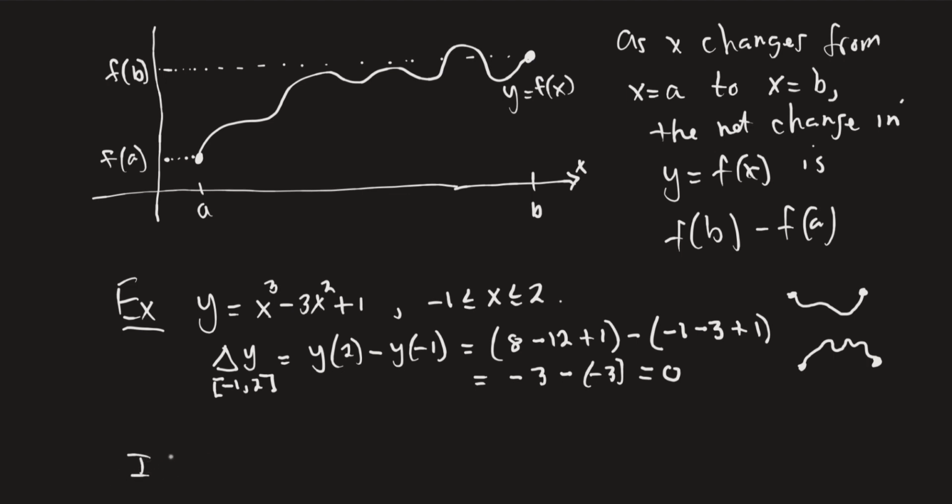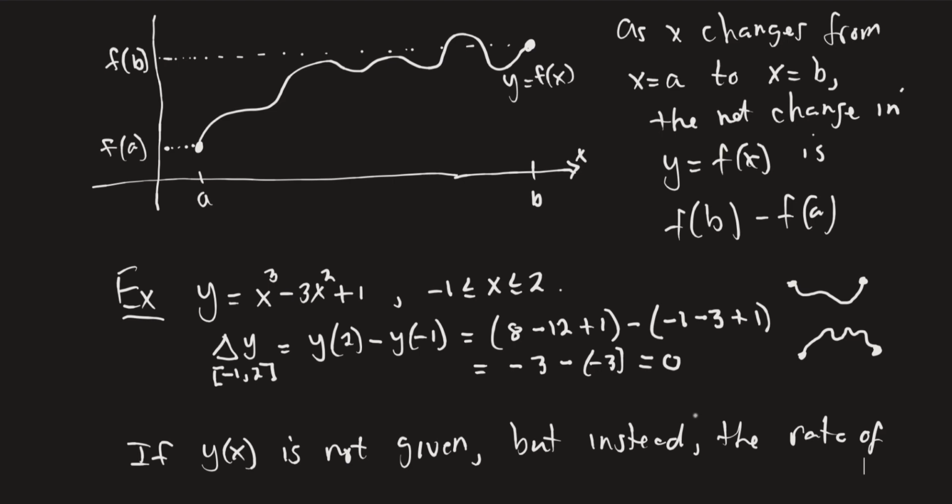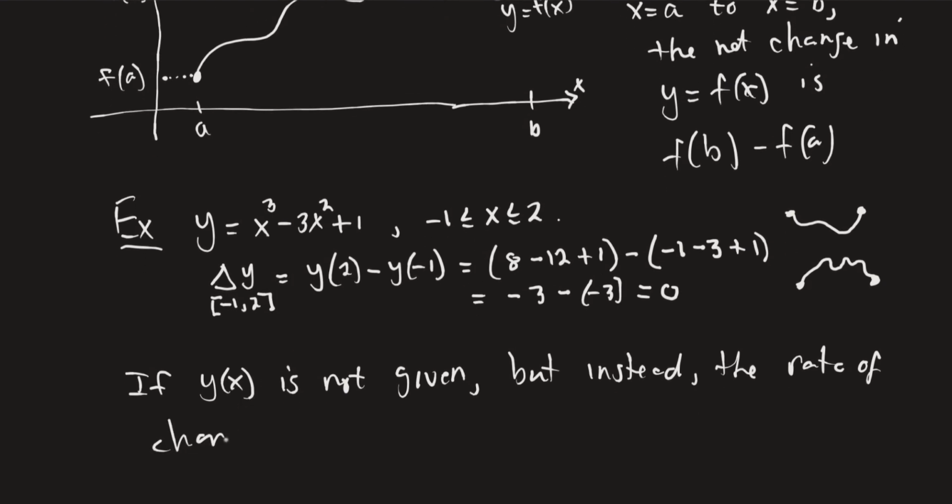So if y of x is not given, but instead the rate of change of y of x is given, how do we find the same delta y, this net change in y, right? So how is delta y computed, right?